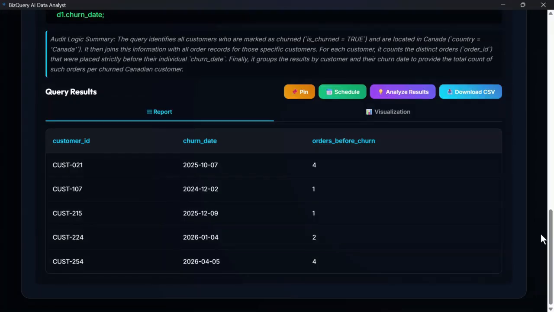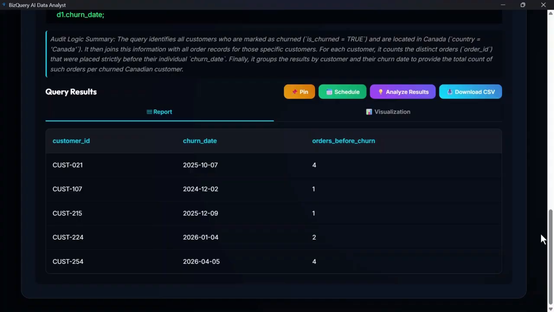BizQuery successfully eliminated the data engineering hazard of row explosion. It compressed thousands of database records down into a precise 5-row operational summary. The churn date column is the definitive temporal fence. This timestamp ensures that any late-arriving ledger entries or trailing transaction logs occurring after cancellation are ignored, maintaining strict chronological accuracy.